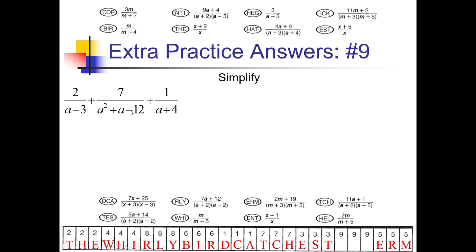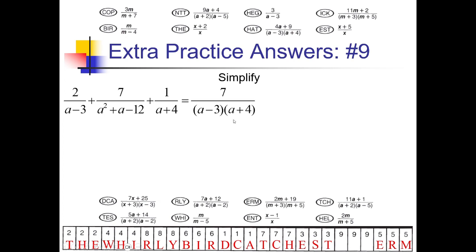So we've got 7 over something. So things that multiply to negative 12 and add up to 1. 1 and 12 doesn't work. 2 and 6 doesn't work. 3 and 4 works if I have negative 3 and positive 4. So a minus 3, a plus 4.